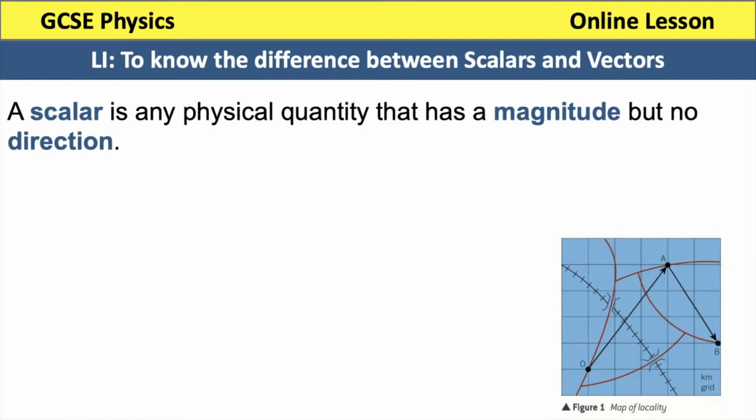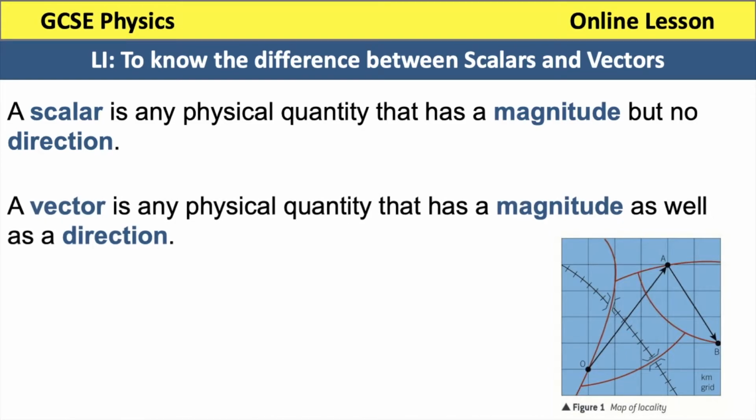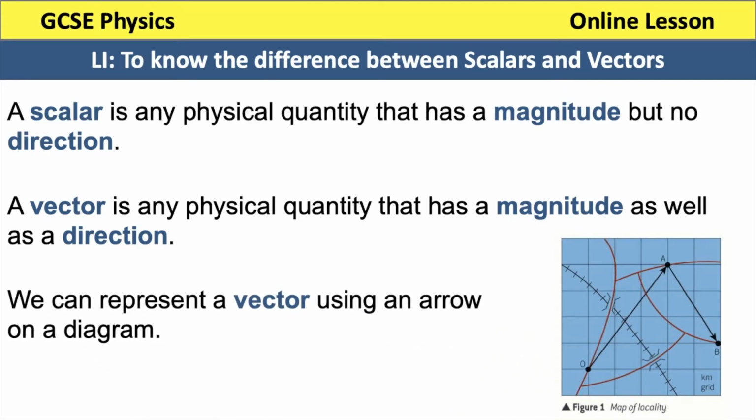If something has both a magnitude and a direction, then we say that it is a vector. And because it has a direction as well as a magnitude, then that means that we can represent a vector using an arrow on a diagram. So if you think of the various diagrams that you've drawn already, we've drawn forces using arrows already. So forces will be a good example of something that is a vector.